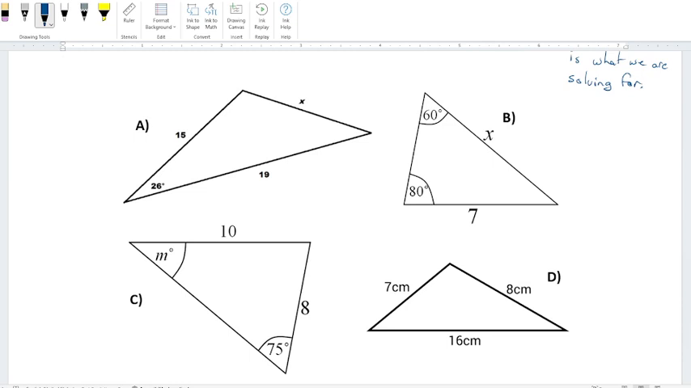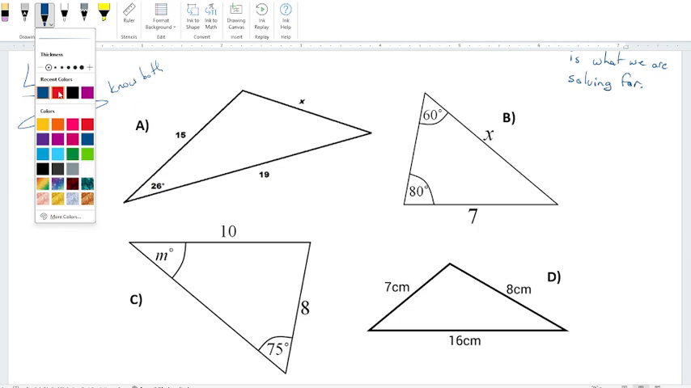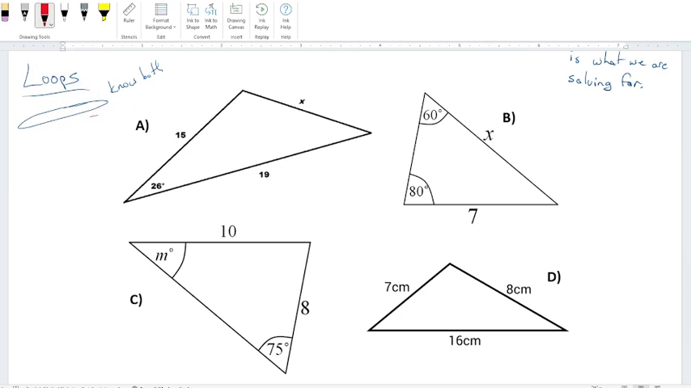Alright, so welcome back. Hopefully you took the time to try it yourself. It's really, really important to try things yourself. You'll learn a lot more that way. So let's look at, I call this the loops method. So I'm going to do a blue loop for one that I know both, and I'm going to do a red loop for when I know one.